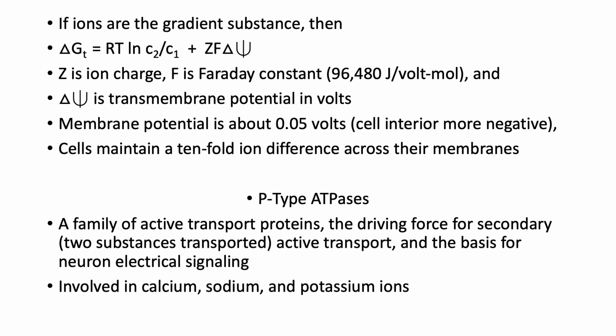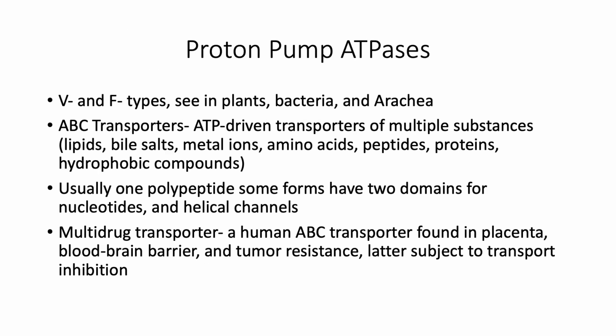There's another category called P-type ATPases, a family of active transport proteins. This is a driving force for secondary active transport, in other words, two substances transported, and is also the basis for neuron electrical signaling. This is what you see with calcium, sodium, and potassium ions. There are protein pump ATPases. There are V-type and F-types found in plants, bacteria, and archaea.